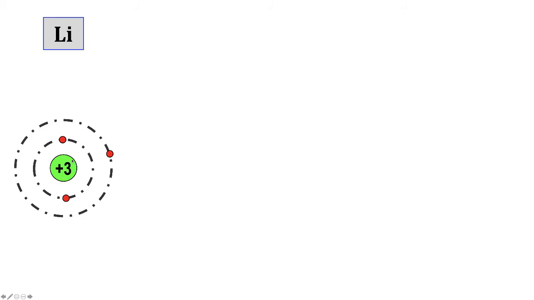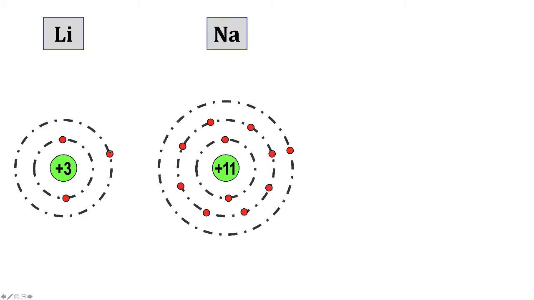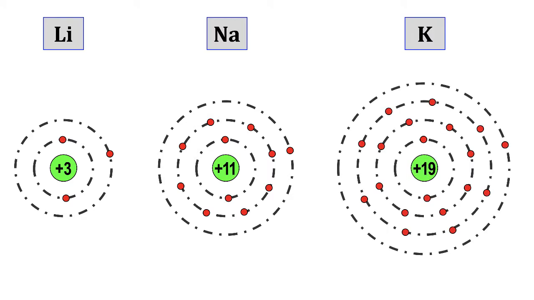First of all, lithium. It has a positive 3 charge in its nucleus, 3 protons, surrounded by an inner shell of 2 electrons, and then an outer shell which has 1 electron in it. The next alkali metal, sodium, has 11 protons in its nucleus, charge of plus 11, 2 electrons in the first shell, 8 electrons in the second shell, and then 1 electron in the third shell. And then let's do one more. Potassium has 19 protons surrounded by 2 electrons in the first shell, 8 electrons in the second shell, 8 electrons in the third shell, and then 1 electron in the fourth shell.